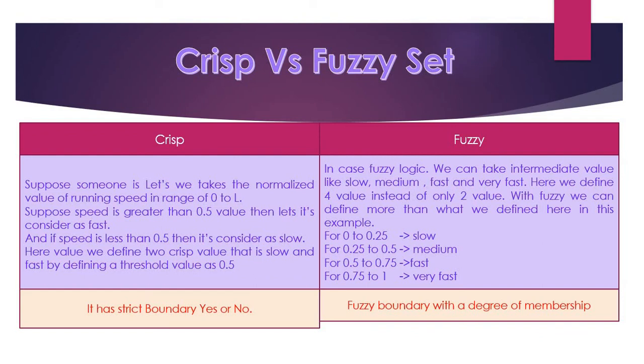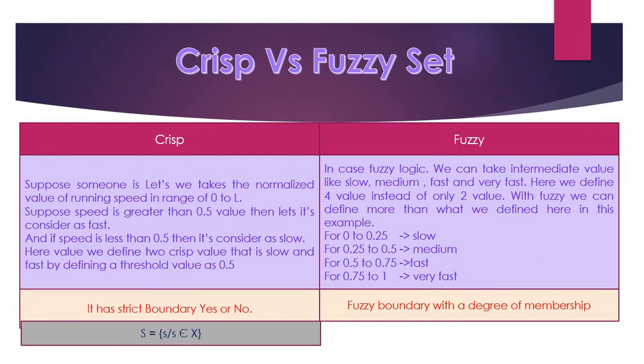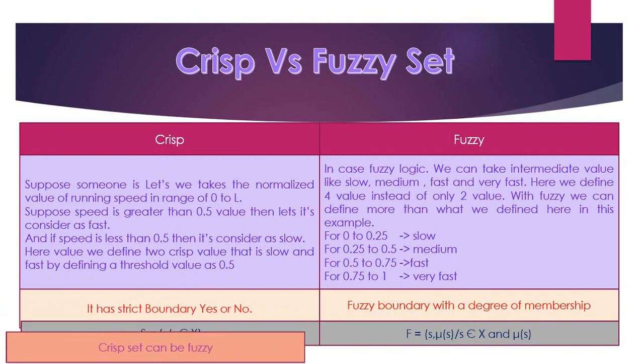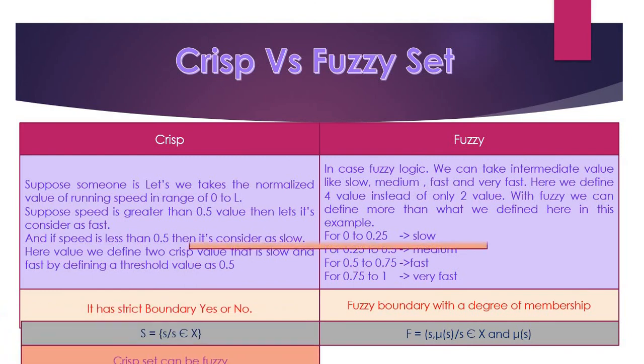But in fuzzy logic, we can take intermediate values like slow, medium, fast and very fast. Here we define a set of four values instead of only two. So with fuzzy, we can define more than what we define in the crisp example. So for slow, 0 to 0.5, for medium, 0.25 to 0.5, for very fast, 0.75 to 1, and for fast, 0.5 to 0.75.